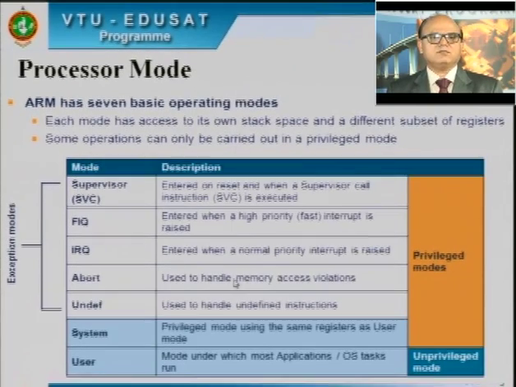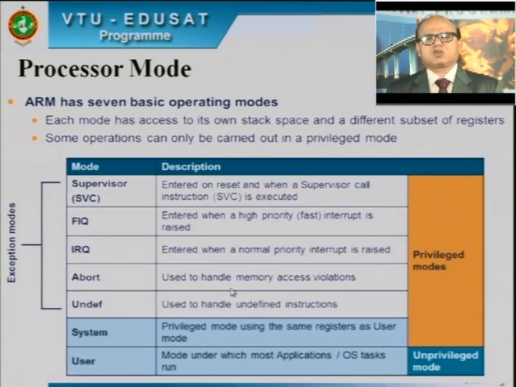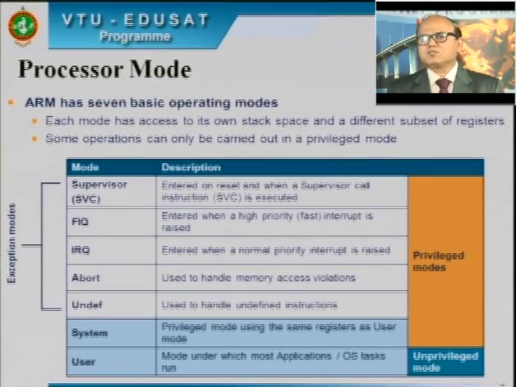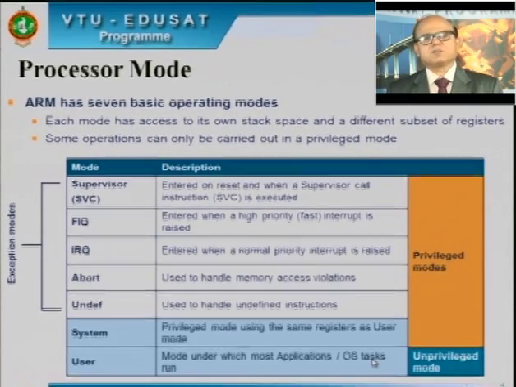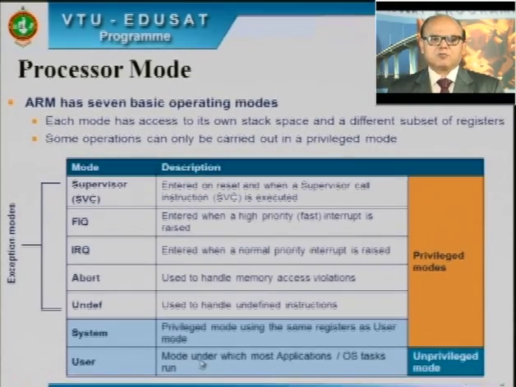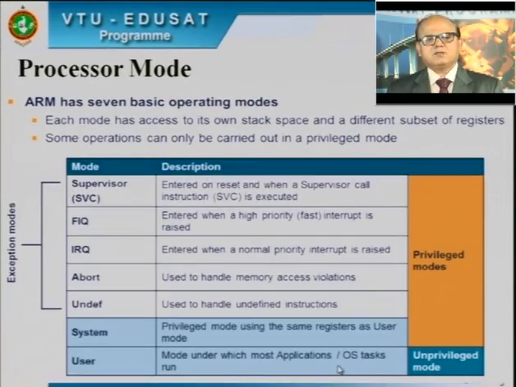When I select normal mode, any instruction set which an application requires can be executed in normal mode, or I call it the user mode. User mode is a mode of the processor in which fewer privileges are available. It is the mode under which most applications or a few of the operating system tasks are run. Apart from that, we have the system mode, undefined mode, abort mode, interrupt request mode, fast interrupt request mode, and supervisor mode. These are the different modes in which an ARM processor can operate.